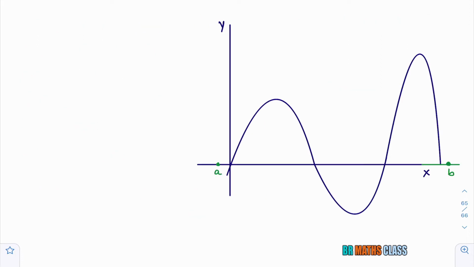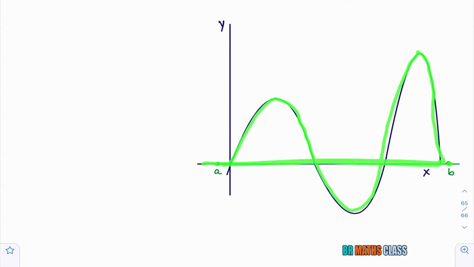And you observe this graph in open interval (a, b). Here increasing, and then here decreasing, and then here increasing, and then here decreasing. If the function is behaving like this in open interval (a, b), in this interval we say that the function is neither increasing nor decreasing. We'll say like this. I hope you understand this class.